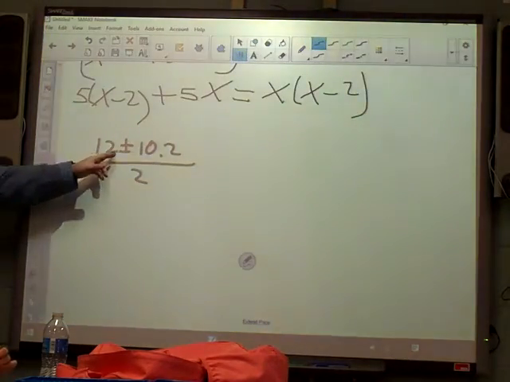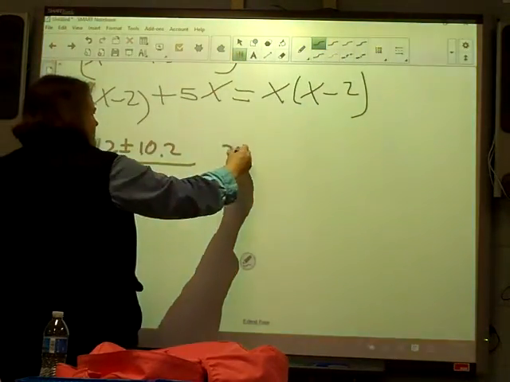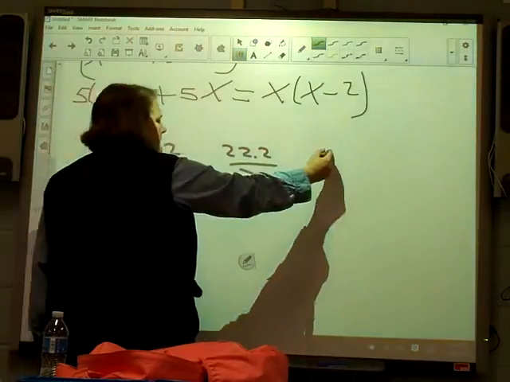So notice subtracting is not going to get you a negative, so you do need to work both of them out. 12 plus 10.2 is 22.2, divided by 2 is 11.1.